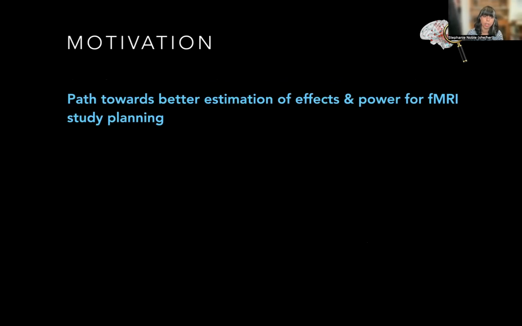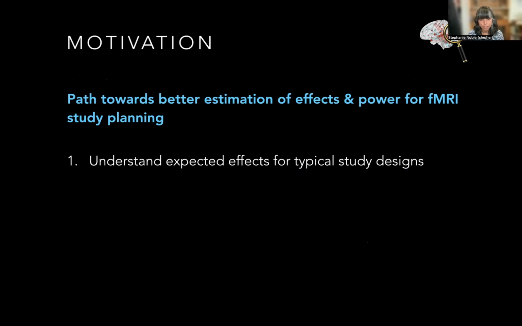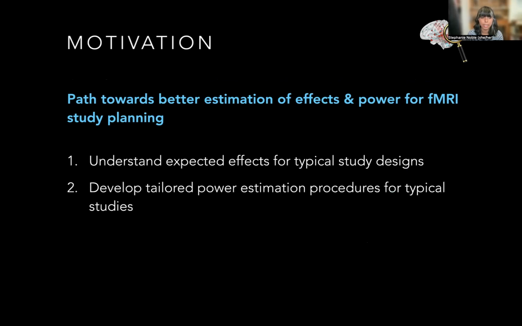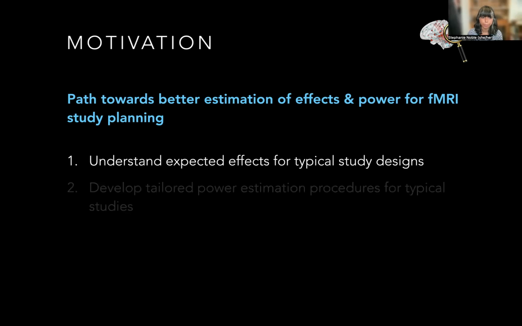So today I'm going to talk about a path towards allowing us to better estimate both effect sizes and power for fMRI study planning. And this has two parts. The first part is to understand what sort of effects we might expect for typical study designs. And the second part is to develop power estimation procedures that are specifically tailored towards fMRI for these typical studies. Most of this talk is really going to be about this first part.